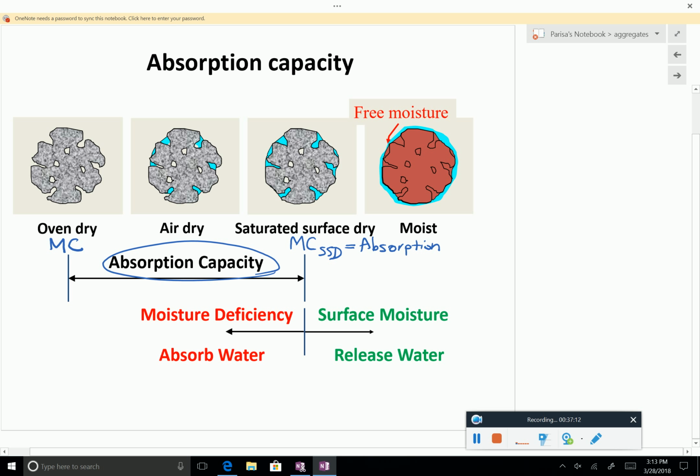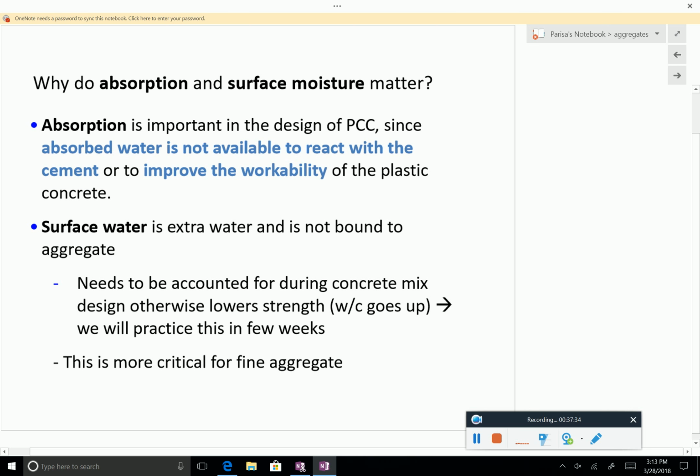The difference is called absorption capacity. If you have less moisture than SSD, aggregates want to absorb water. If it is more, they release water. Simple. And you need to account for that in concrete mix design and calculate it. That's why we are learning this here. And we'll start with an example where it makes everything much easier. So this is basically what I was just telling you about.